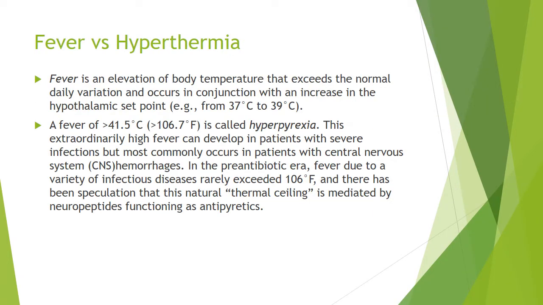So fever versus hypothermia. Fever is an elevation in the body temperature that exceeds the normal daily variation, and occurs in conjunction with an increase in the hypothalamic set point. And hyperpyrexia is actually a fever of more than 41.5 degrees Celsius or 106.7 degrees Fahrenheit. Due to a natural thermal ceiling, temperature due to infectious disease rarely exceeds 106 degrees Fahrenheit. So when there is a fever of more than 106.7 degrees Fahrenheit, the causes are usually CNS hemorrhages.